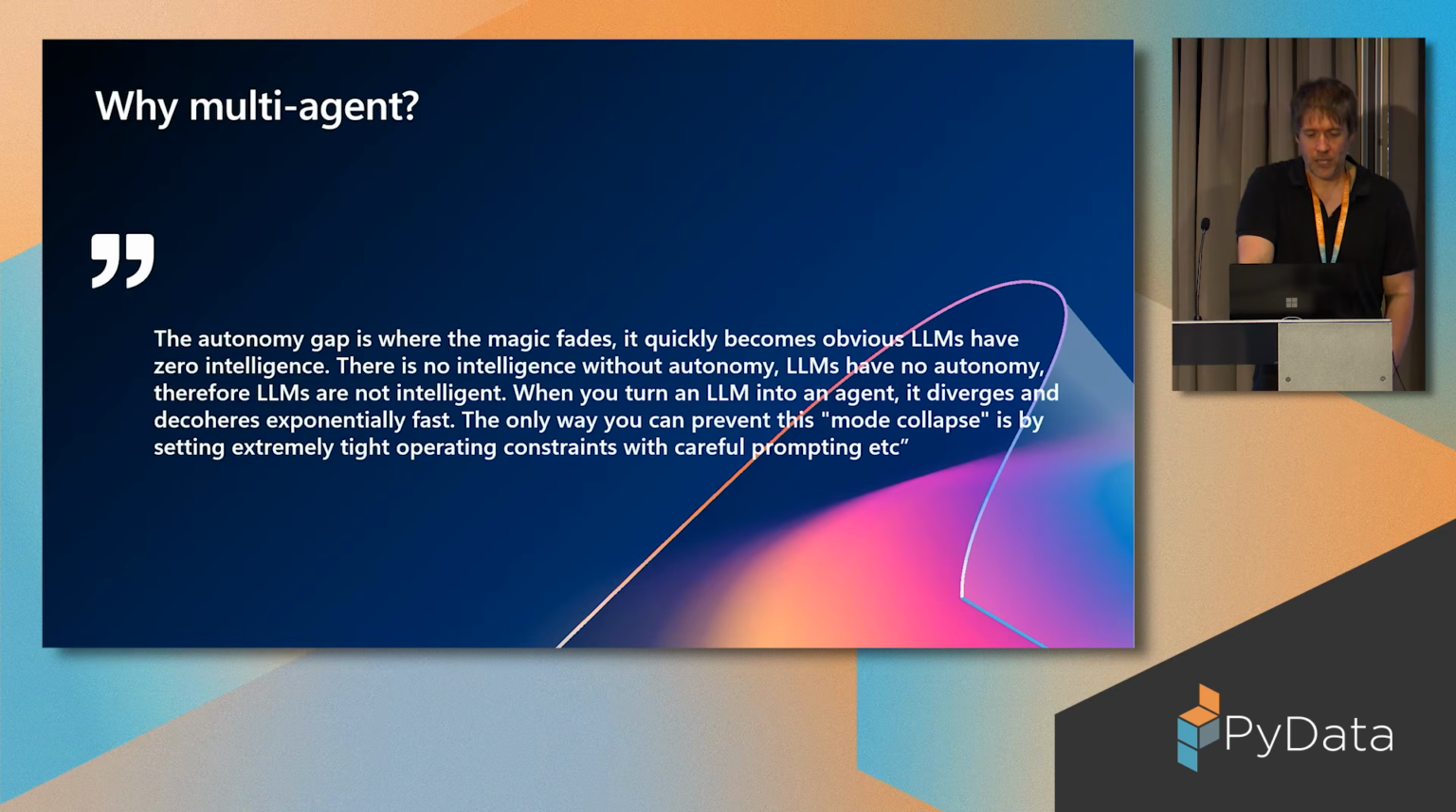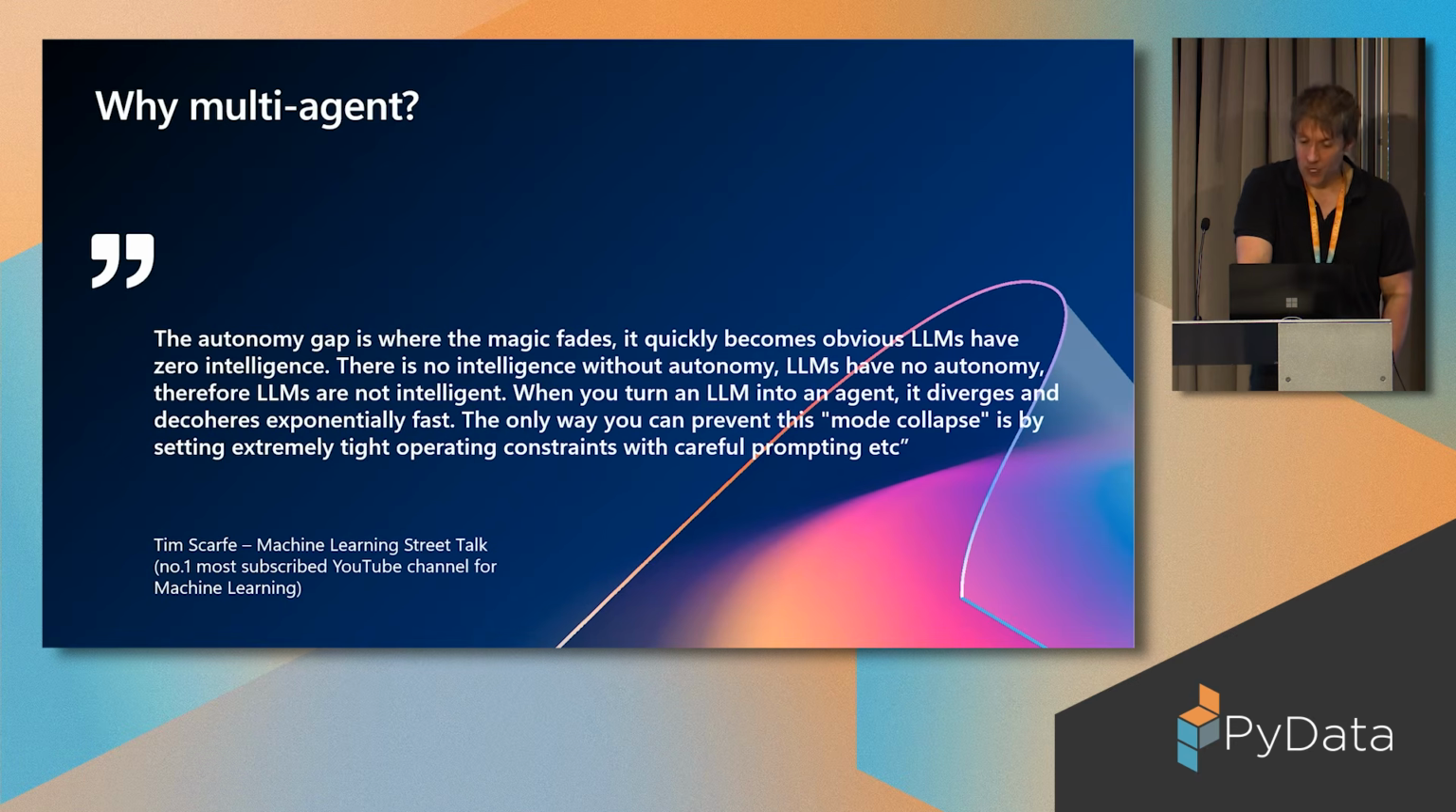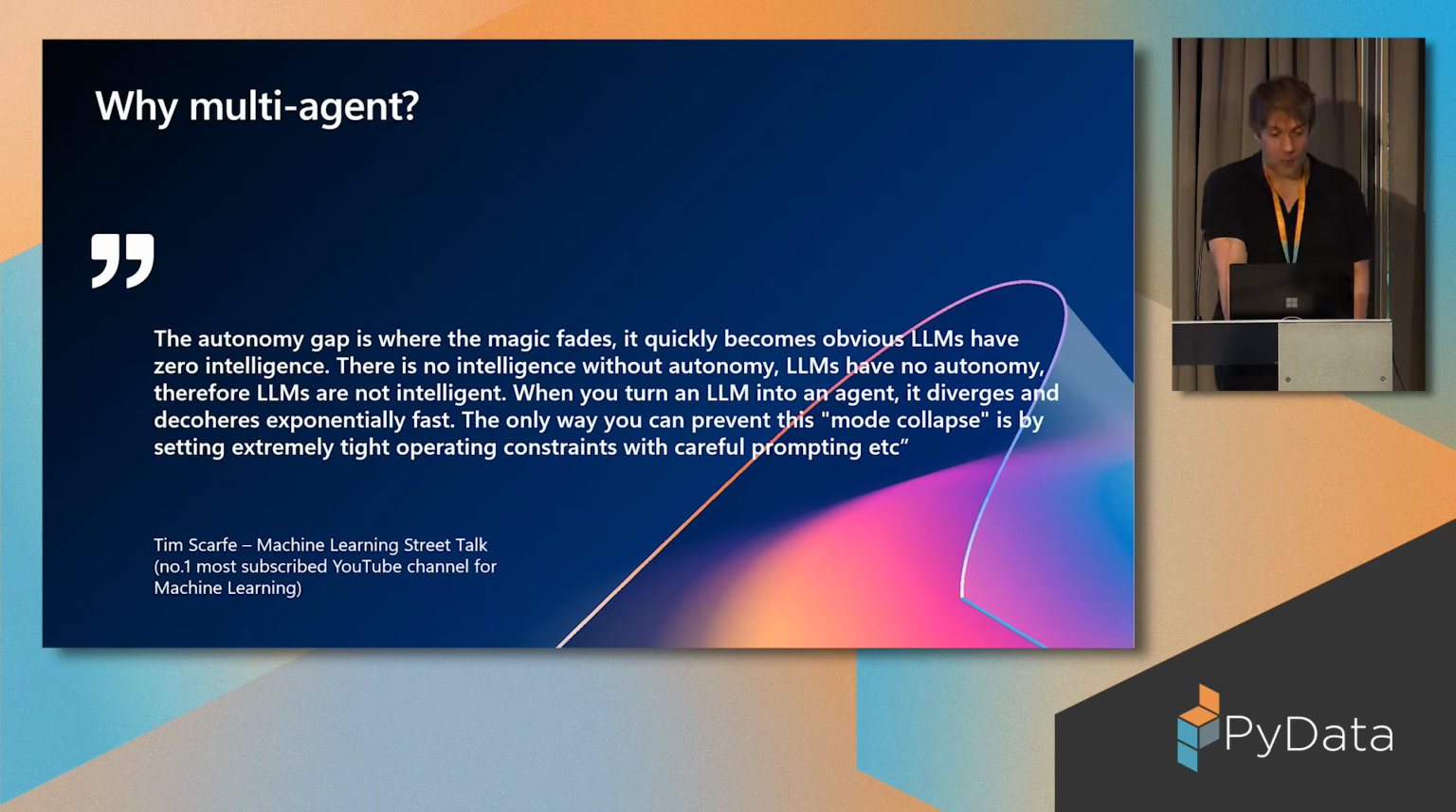What Tim said was the autonomy gap is where the magic fades. It quickly becomes obvious that LLMs have zero intelligence. There is no intelligence without autonomy. LLMs have no autonomy, therefore LLMs are not intelligent. When you turn an LLM into an agent, it diverges and decoheres exponentially fast. The only way you can prevent this mode collapse is by setting extremely tight operating constraints with careful prompting.